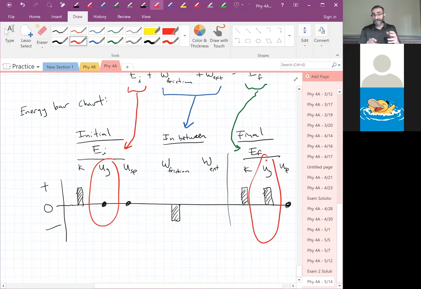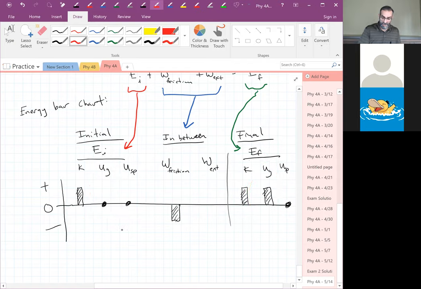If I did not include the Earth in my system, I would not have any gravitational energy. These would both be zero. And what would I have? I'd have work done by the force of gravity as an external force acting on my system. So it's one or the other. But usually it's more convenient to just include it in the system. That's why physicists invented it, so you would use it. So include the Earth in the system.